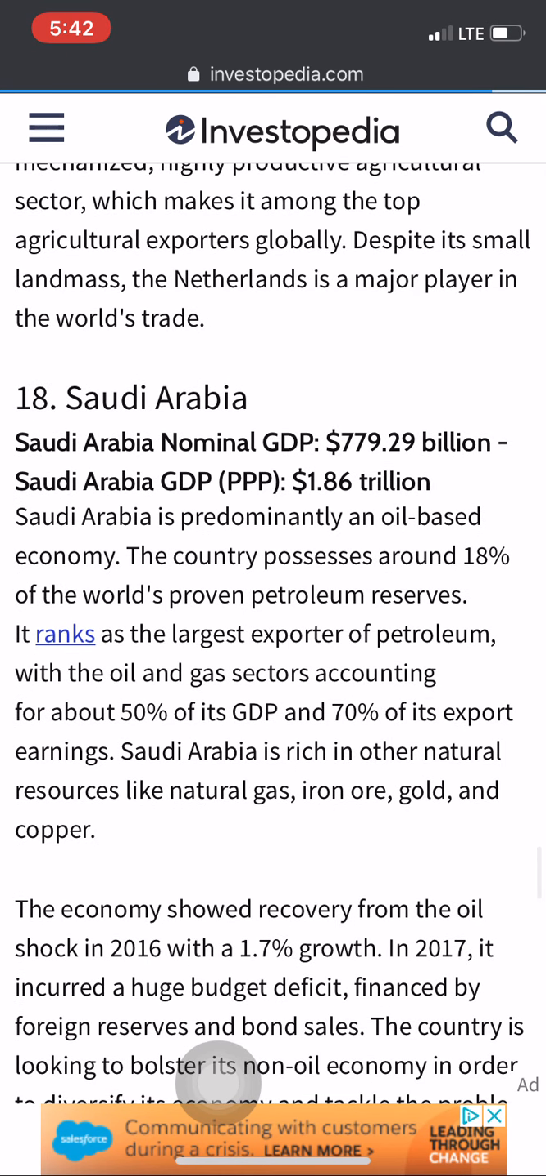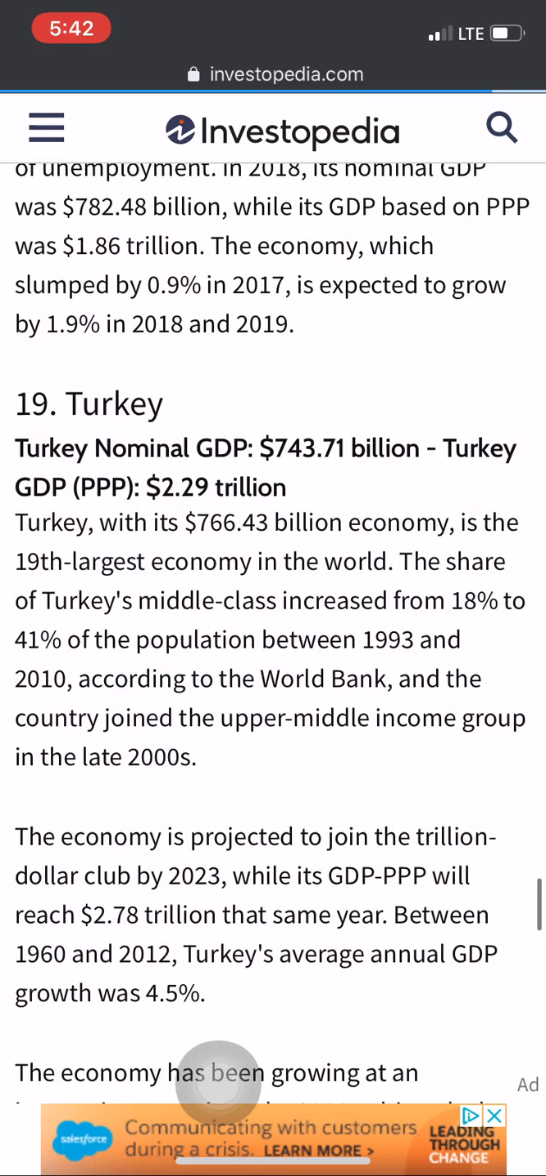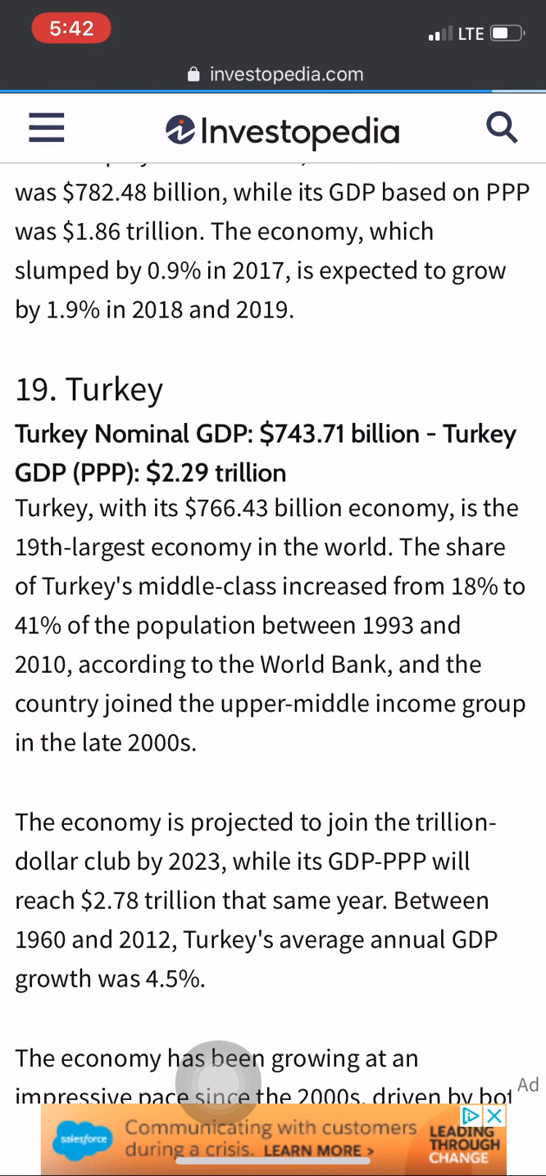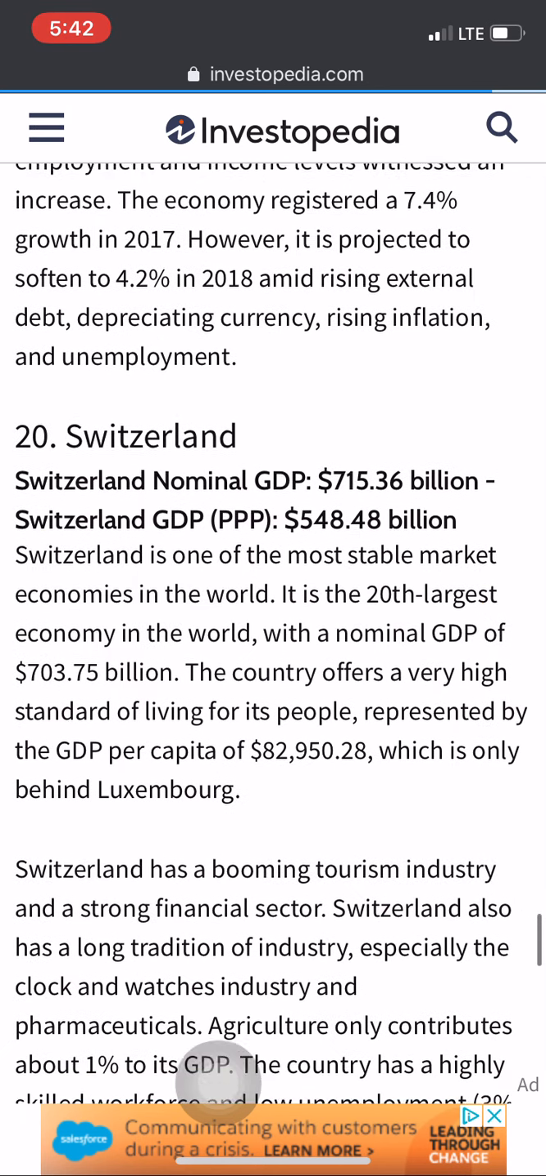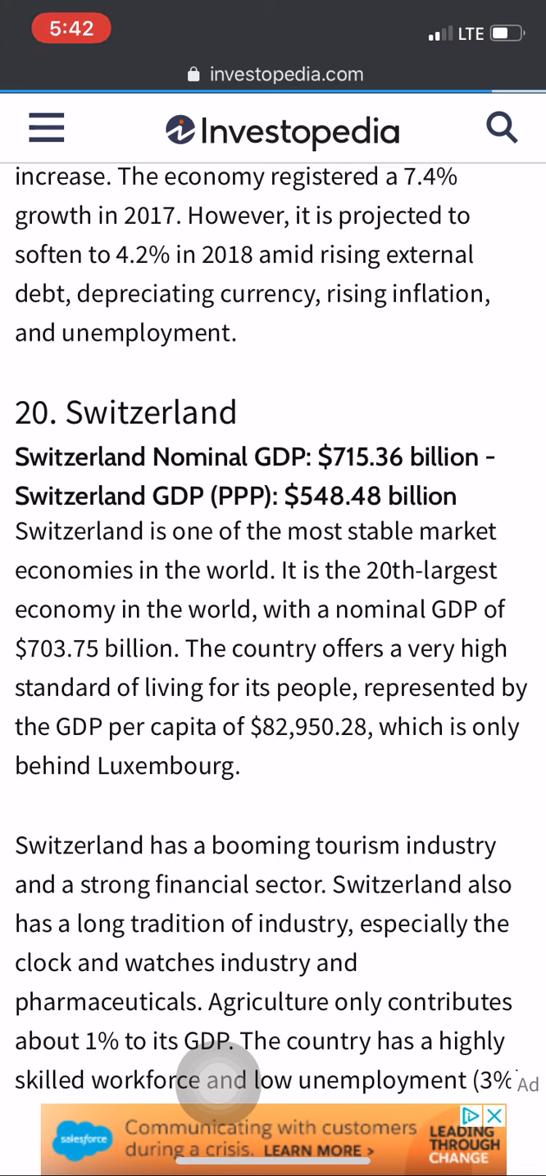Saudi, we have nominal 779.29 billion and GDP PPP is 1.86 trillion. So again, almost double. Again, the currency plays a big role in this. Turkey, again a developing country, nominal is 743.71 billion, PPP GDP is 2.29 trillion, more than double. Again, because Turkey is a developing country. Switzerland, the last country in here, nominal is 715.36 billion and PPP is 548.48 billion.